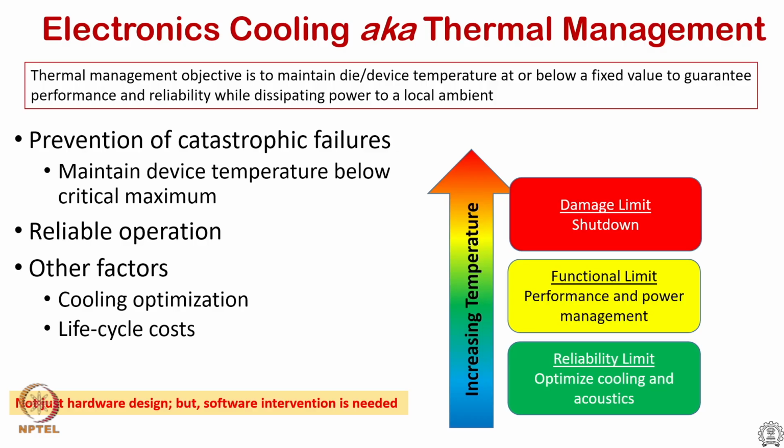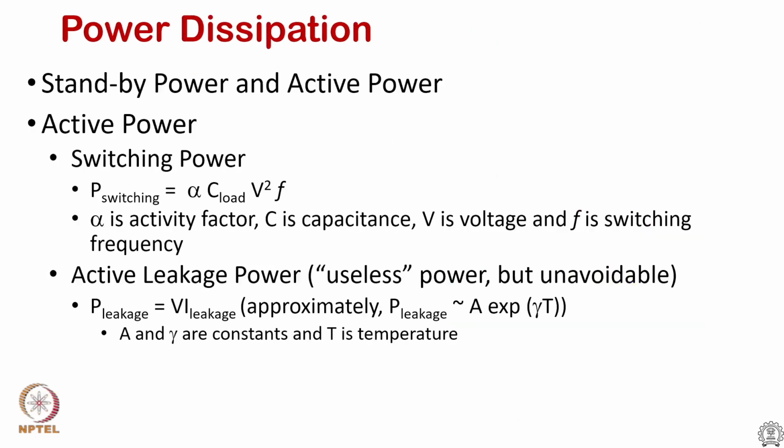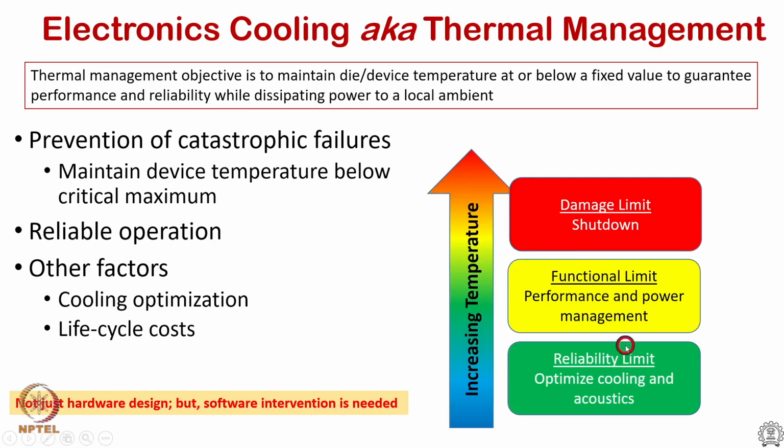In a typical laptop or any desktop, there is not just hardware alone that works, but a software intervention is also needed to achieve this thermal management objective. When the temperatures at the die level are lower than the critical maximum, which is called the damage limit or shutdown limit, or the reliability limit, if you operate in these zones at low enough temperatures, you can optimize cooling and the fans can be kept at low speed so that the acoustics are better.